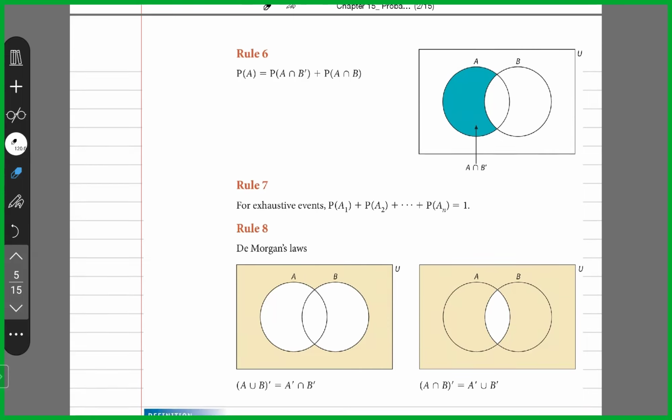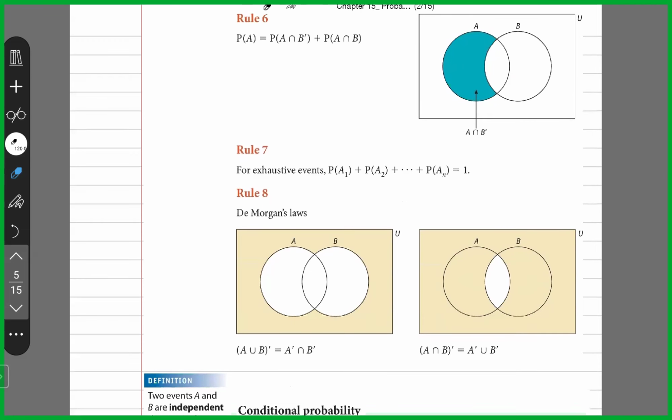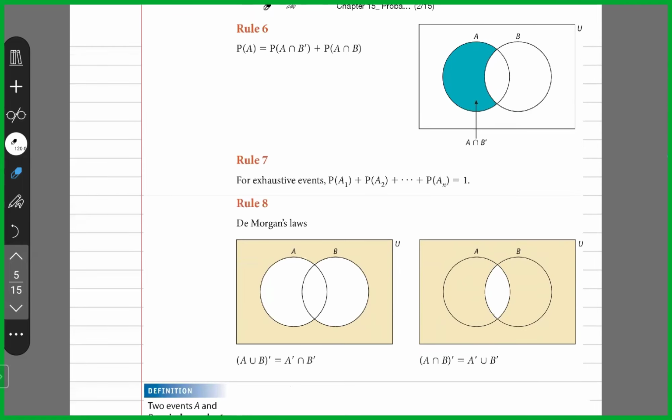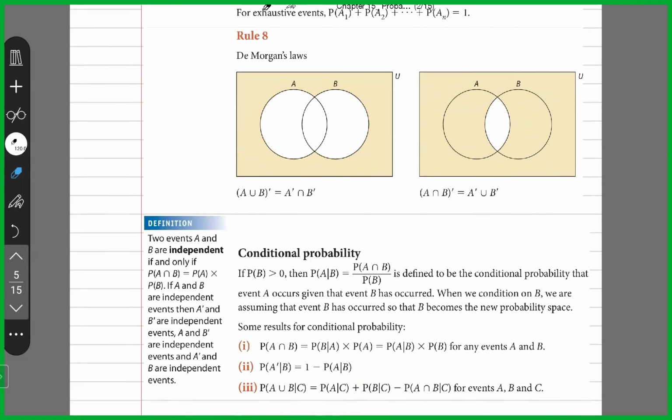Before that, for exhaustive events, the probability of A1 plus the probability of A2, and so on, is equal to 1. Rule number 8.